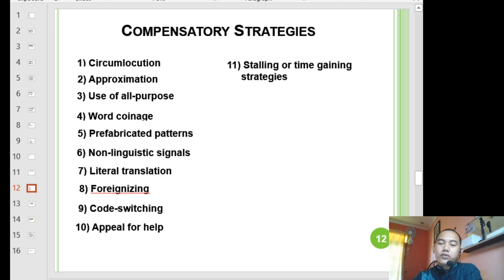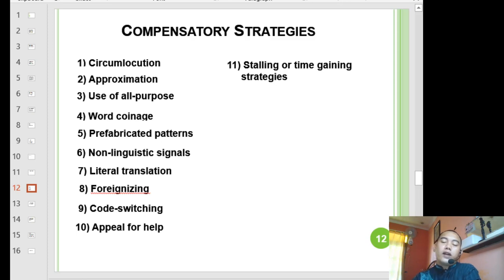Number 7, literal translation, translating literally a lexical item, idiom, compound word, or structure from L1 to L2. Number 8, foreignizing, using an L1 word by adjusting it to L2 phonology and morphology. Number 9, code switching, using an L1 word with L1 pronunciation or an L3 word with L3 pronunciation while speaking in L2.